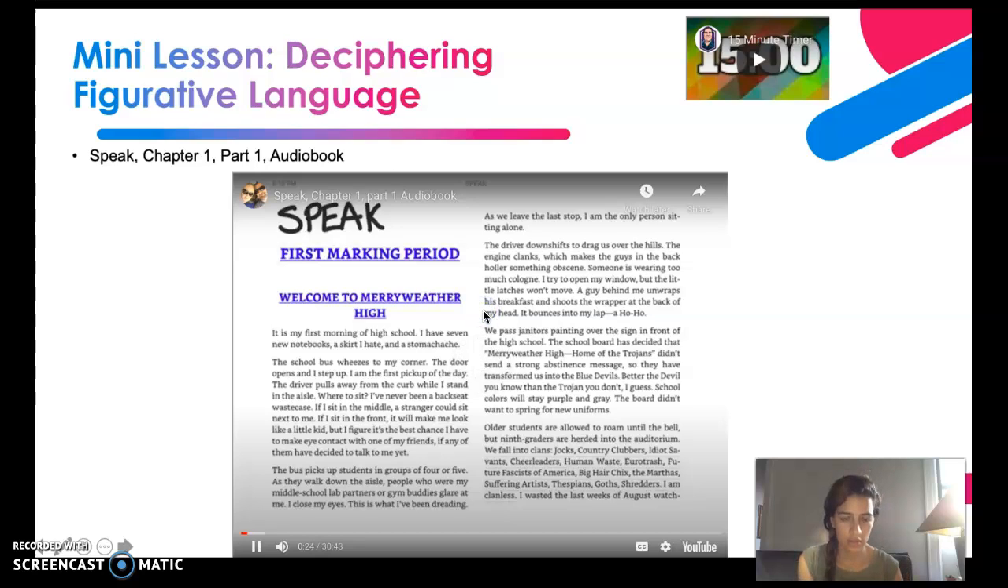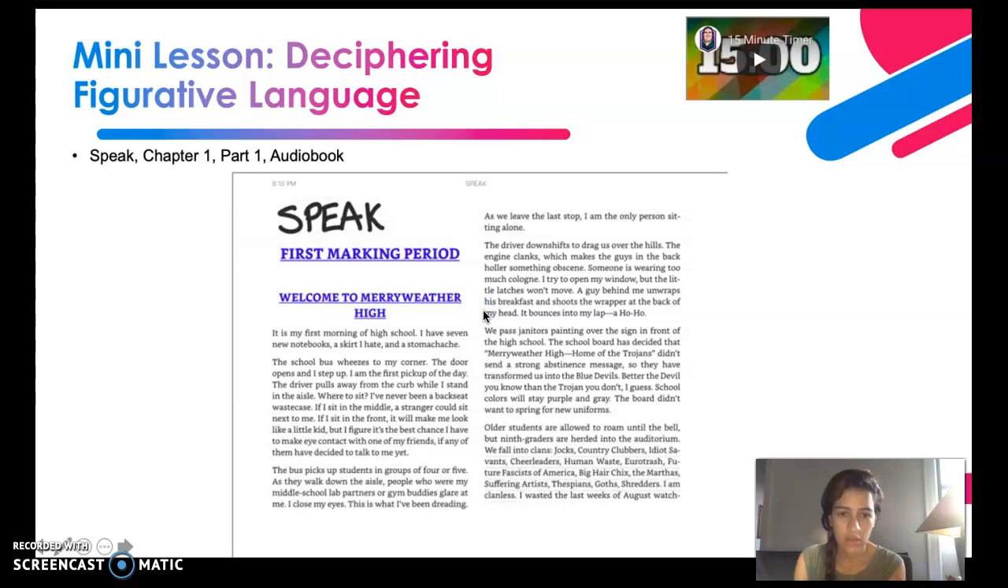If I sit in the middle, a stranger could sit next to me. If I sit in the front, it'll make me look like a little kid. But I figure it's the best chance I have to make eye contact with one of my friends, if any of them have decided to talk to me yet.